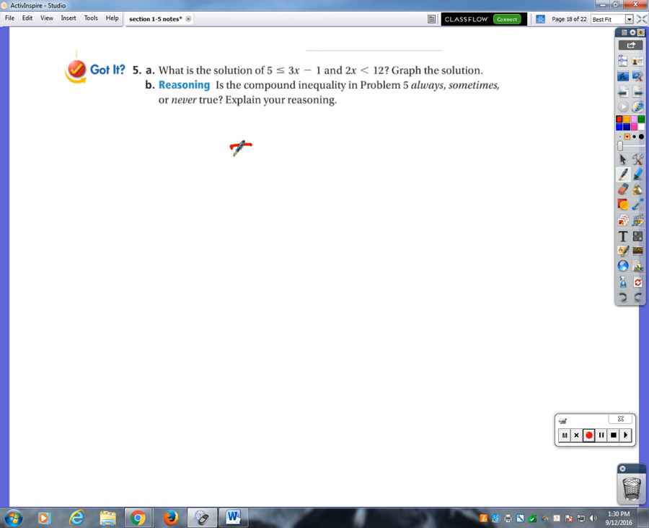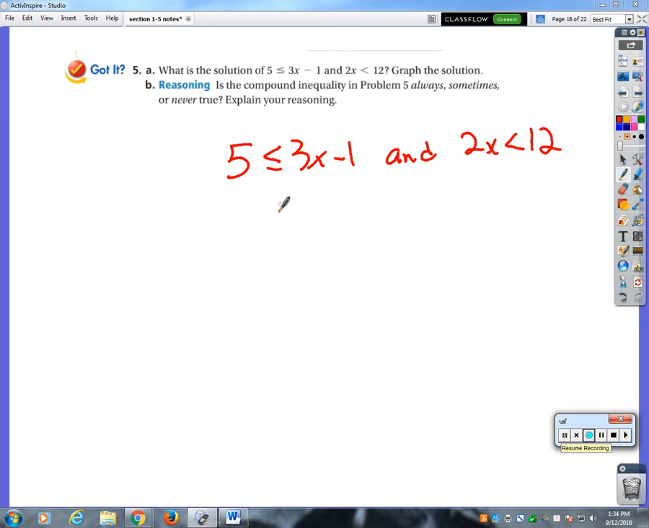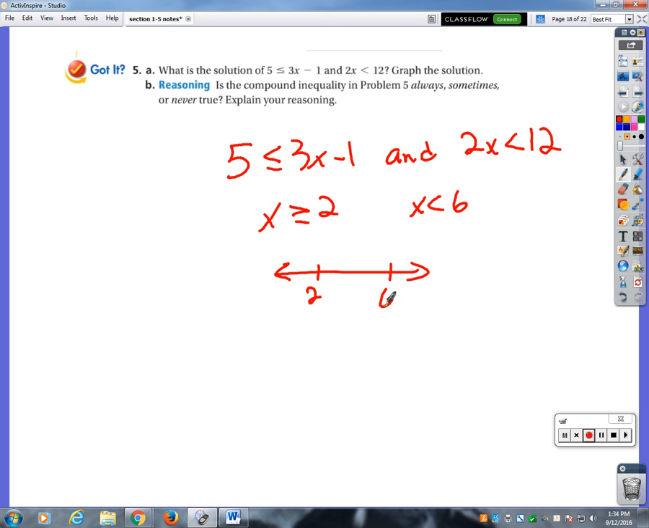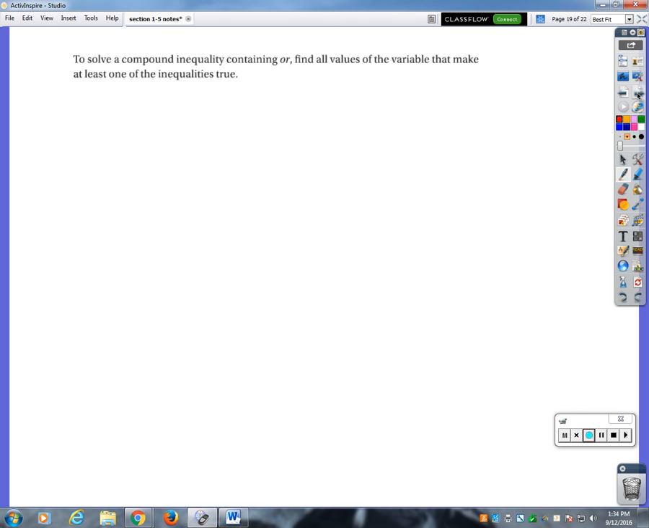Okay, so you guys on your own: 5 is less than or equal to 3x minus 1, and 2x is less than 12. Give that a try on your own, and the key is going to be the graph. If you solve this one, you get that x has to be greater than or equal to 2. If you solve this one, you get x has to be less than 6. Then if you put those on a number line, you got your 2, you got your 6. This is a closed circle, that's an open circle, anything in between.